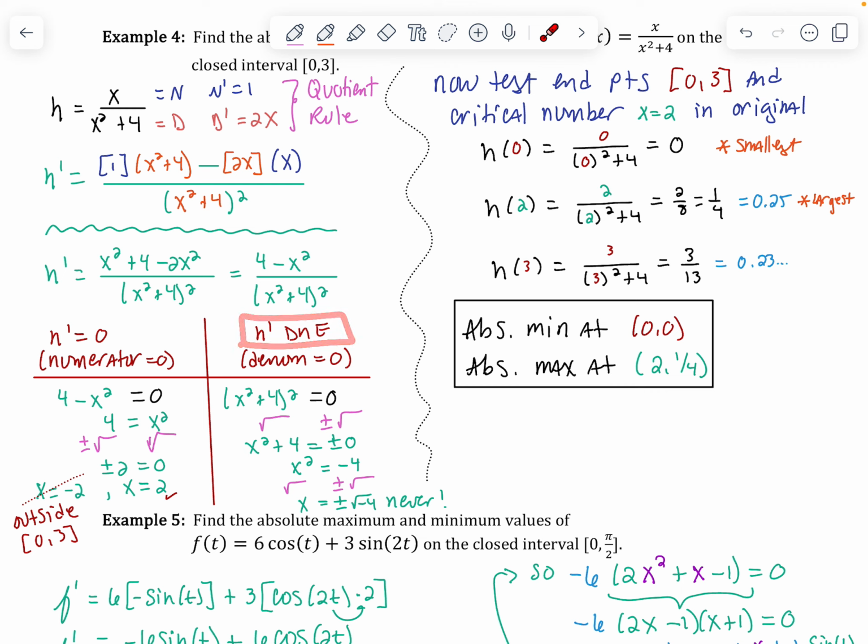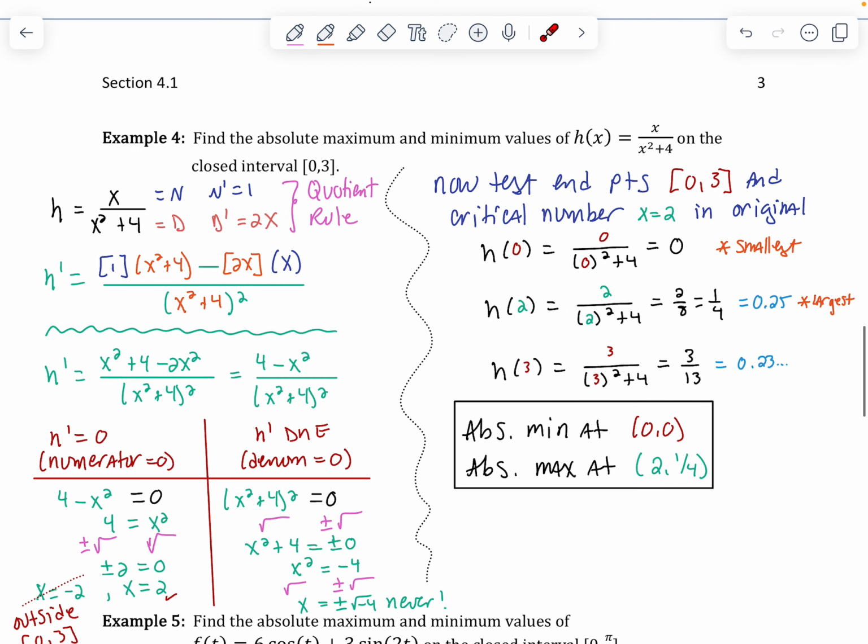Now I need to find when h prime does not exist. It does not exist when this denominator is equal to 0. So again, maybe I would take the square root of both sides to eliminate that exponent. The square root of 0 is plus or minus 0, but 0 is just neither positive nor negative. So now I don't have parentheses around this, so I can subtract the 4 to the other side. Again, taking the square root of the left and plus or minus the square root of the right ends up giving me plus or minus the square root of a negative, and we're not dealing with complex numbers in this class, so we do not have a critical number from the does-not-exist, denominator equals 0 portion.